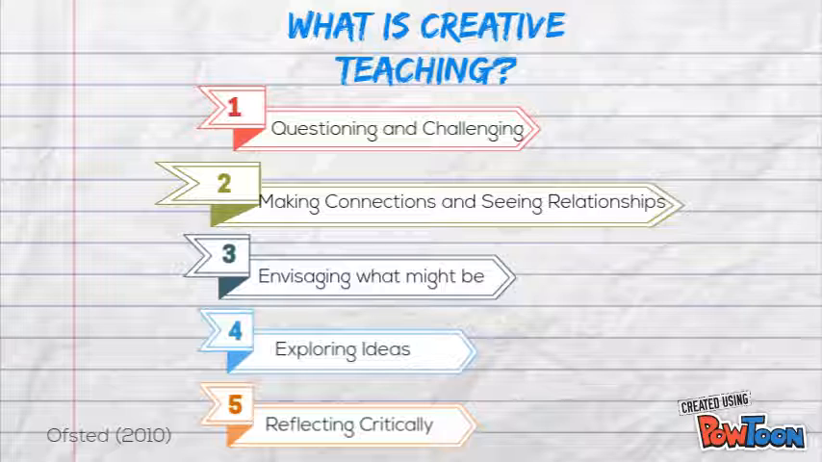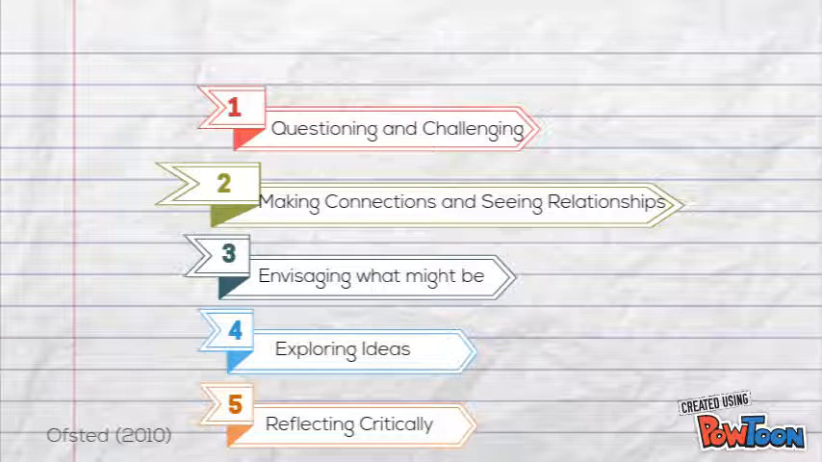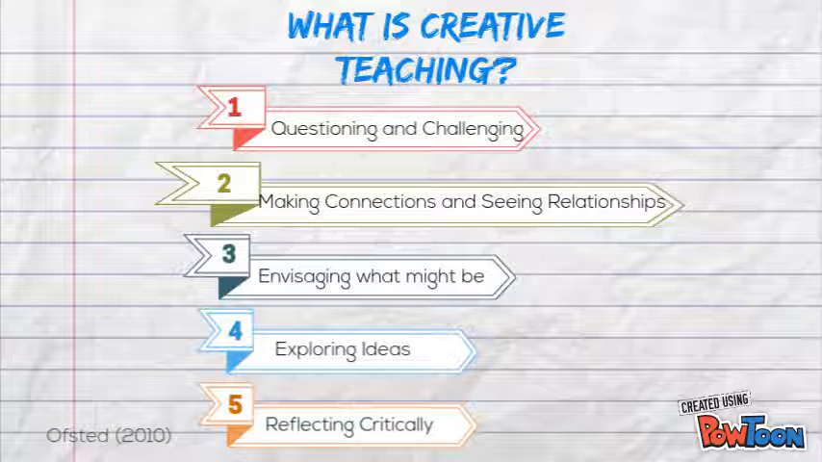Furthermore, students should be able to make connections and see relationships between different subjects and in real-life contexts. Furthermore, students should be envisaging what might be. This allows them to make predictions and hypotheses within science and different subjects across the curriculum. Furthermore, they should be allowed to explore different ideas across the subjects. And finally, they should be able to reflect critically on their work and on others' work.